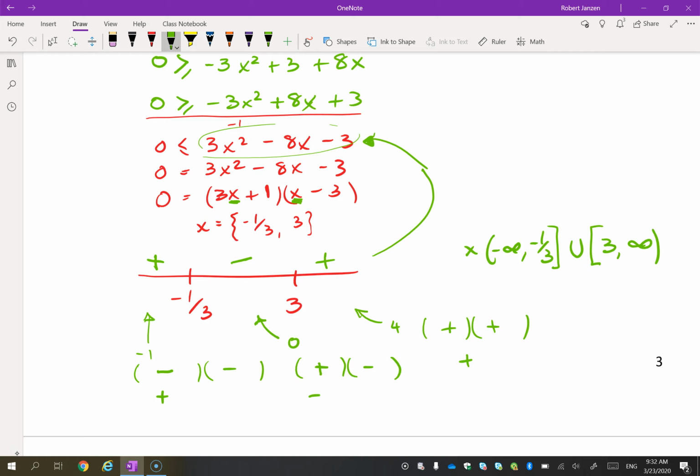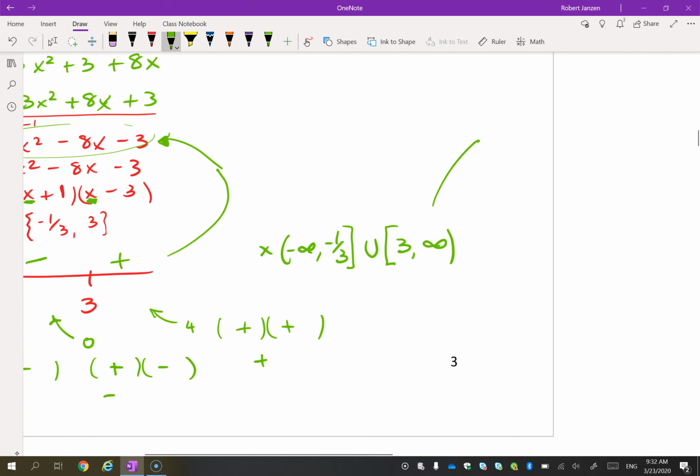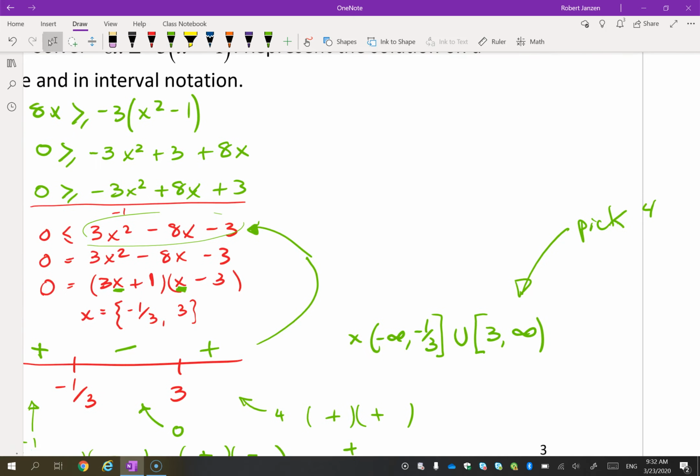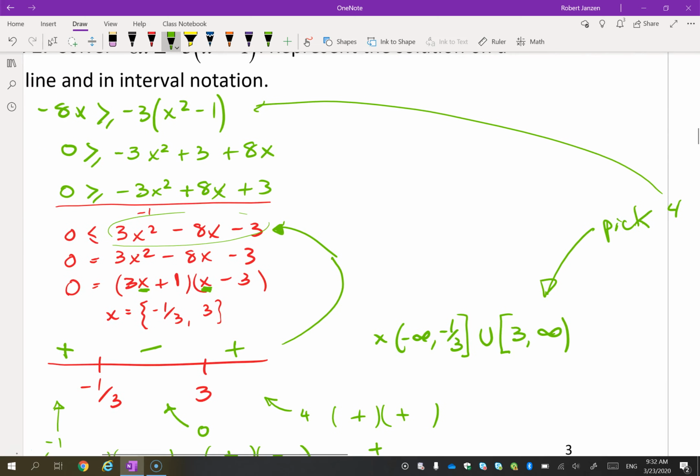All right, now if you're thinking, well, I don't know, that doesn't quite look right, you could always check. Pick a value from this interval. Say 4. Let's put it back into the original equation. See what would happen. You would get -8 times 4, and you'd get -3 times 4 squared minus 1. This is -32. Is that greater than -3 times 15, which is -45? Is -32 greater than or equal to -45? Yes, it is. Okay, so this is our solution.